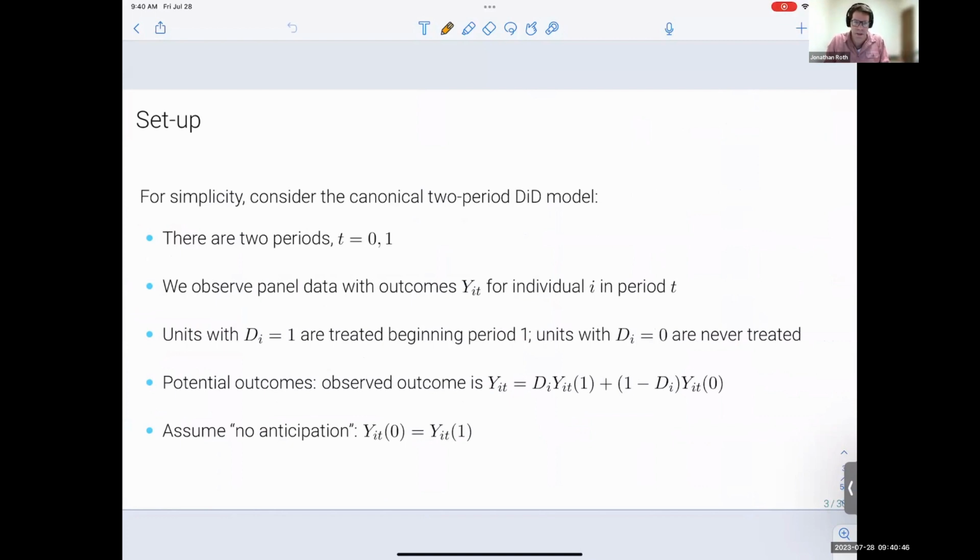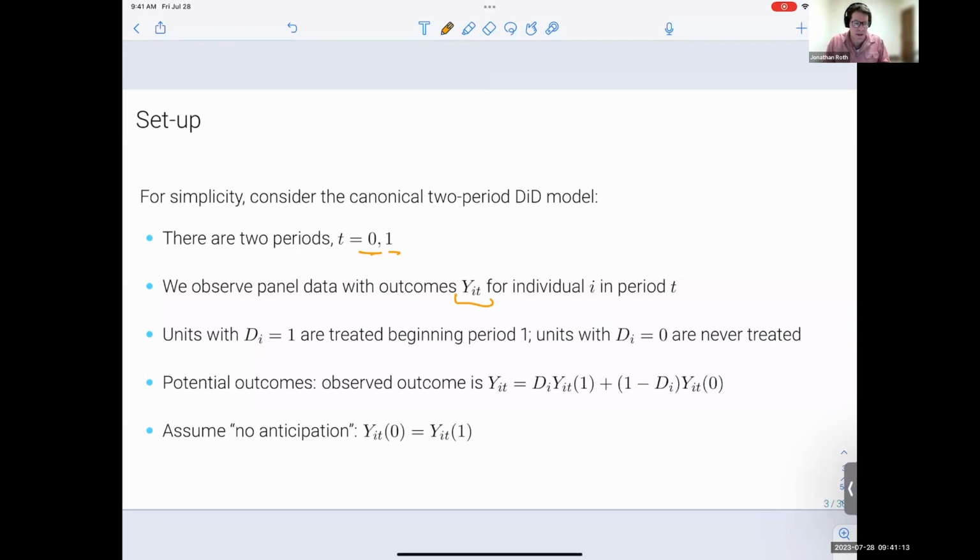what the parallel trends assumption means in that context. The parallel trends assumption then generalizes to more complex settings, and similar issues will apply in the more complex settings. But let's just start with the simplest case possible. So think about a setting where there are two periods, t, 0 and 1. We're going to observe panel data with outcomes Y_it for individual i in period t.